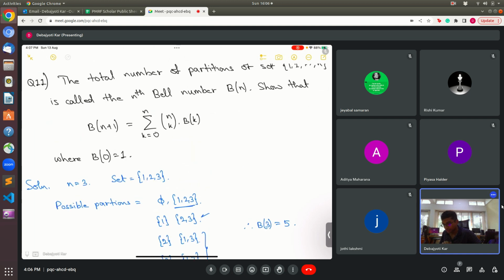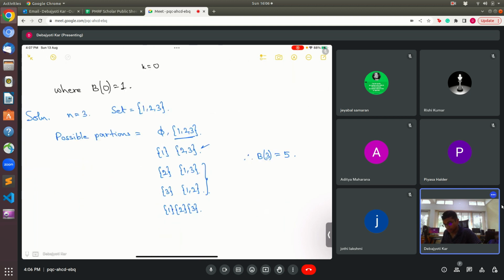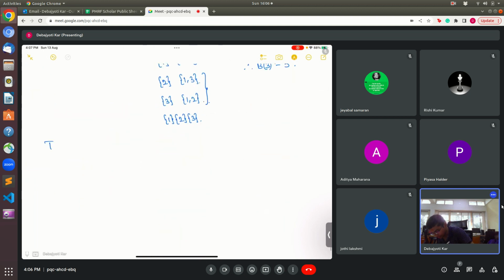So what we need to show is that the Bell numbers satisfy this recursion. The (n+1)th Bell number can be written as the sum where k varies from 0 to n of n choose k times B of k. So we just have to show that the Bell numbers satisfy this recurrence. Let's write it once. This is what we want to show.